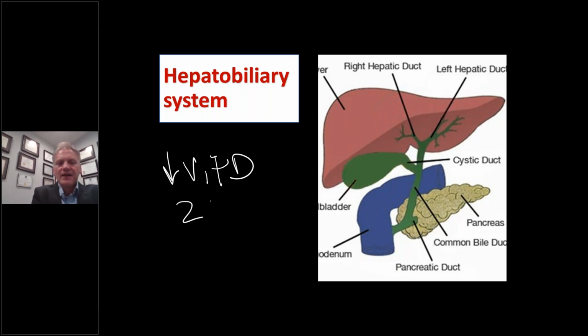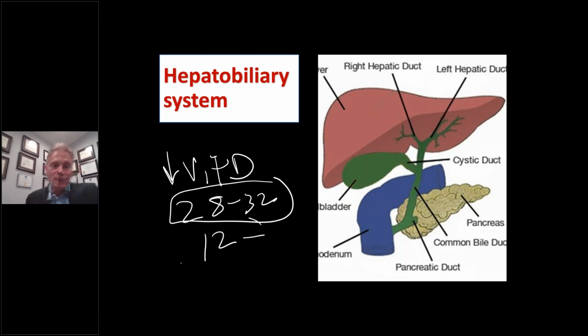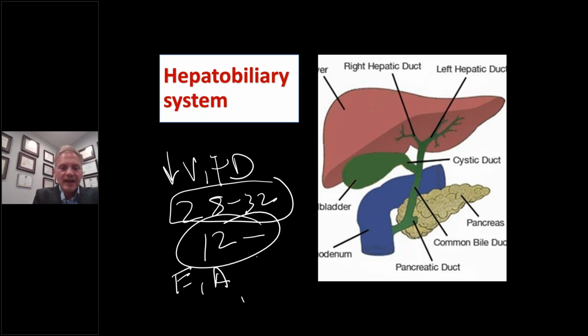That's what I find. But if somebody comes in and they have a vitamin D of 12, we get a little bit of vitamin D from our diet. What this means is they're not absorbing it. And guess what? If they're low in vitamin D, they're also low in vitamin E, vitamin A, vitamin K and essential fatty acids.